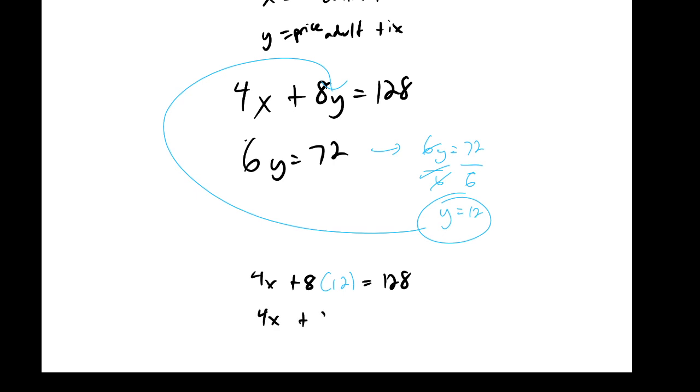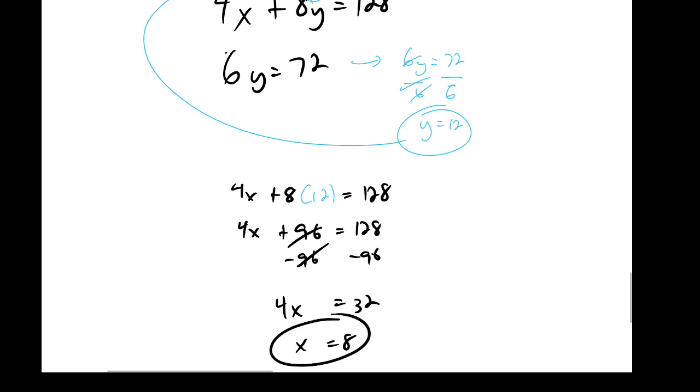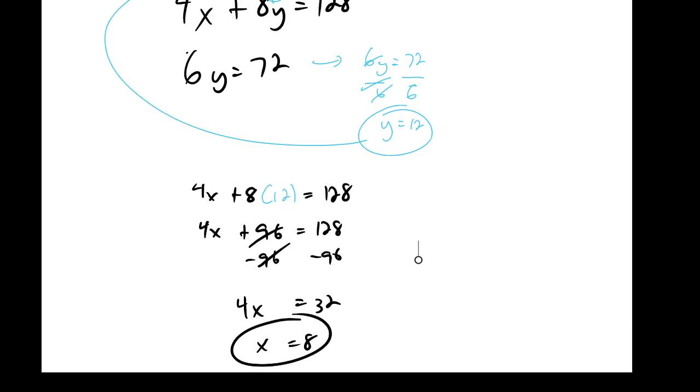8 times 12, remember your 12's times tables, is 96. It's equal to 128. Subtract 96 from both sides. So 4x is going to be equal to 32, right? 12 minus 9 is 3, 8 minus 6 is 2, and so x is going to be equal to 8. So what this means is it's going to be $8 per child and $12 per adult.